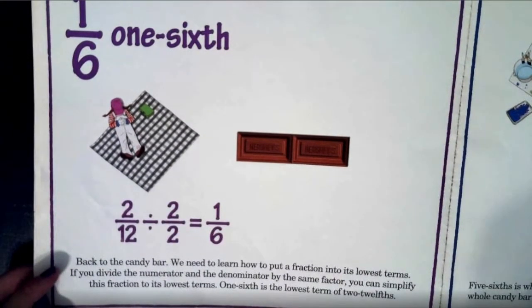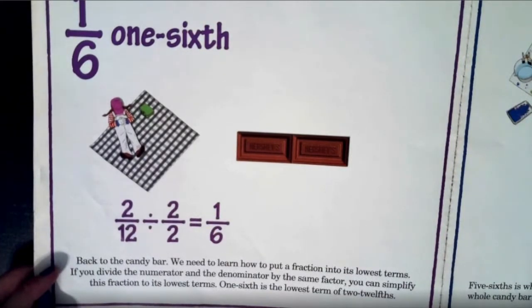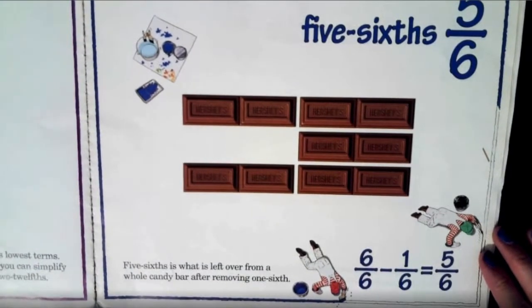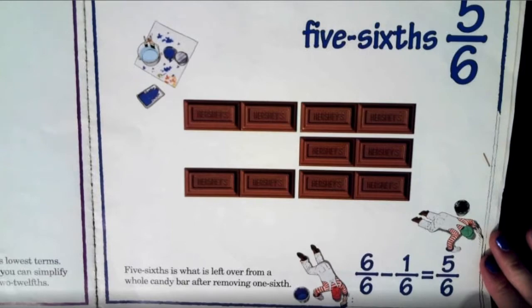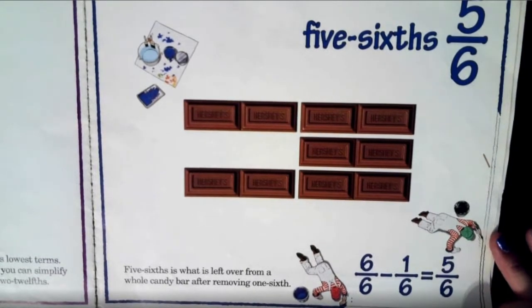1/6. Back to the candy bar. We need to learn how to put a fraction into its lowest terms. If you divide the numerator and the denominator by the same factor, you can simplify this fraction to its lowest terms. 1/6 is the lowest term of 2/12. 5/6. 5/6 is what's left over from a whole candy bar after removing 1/6.